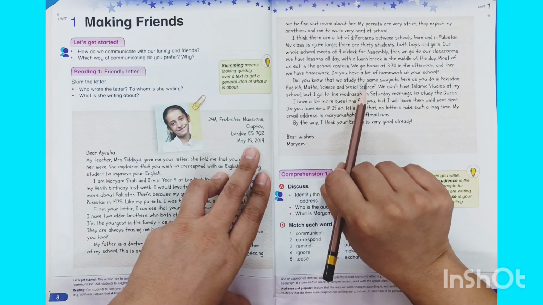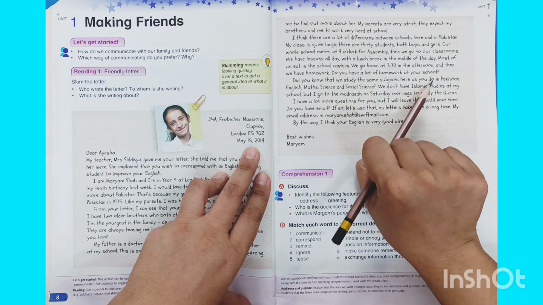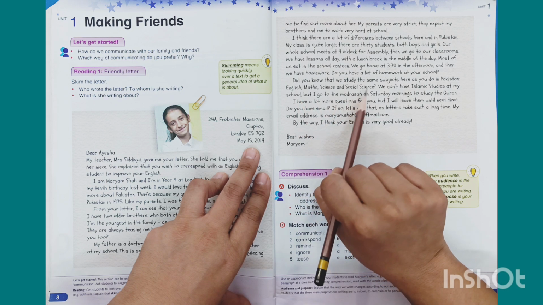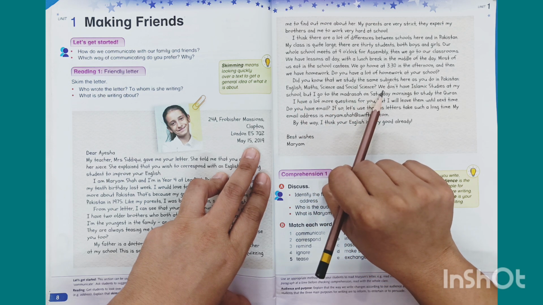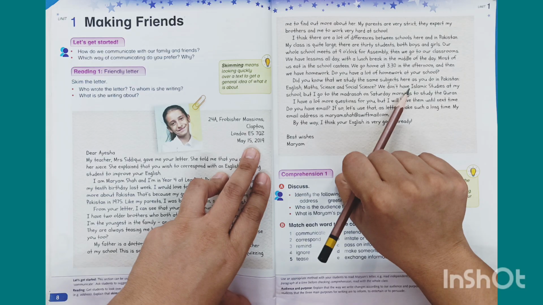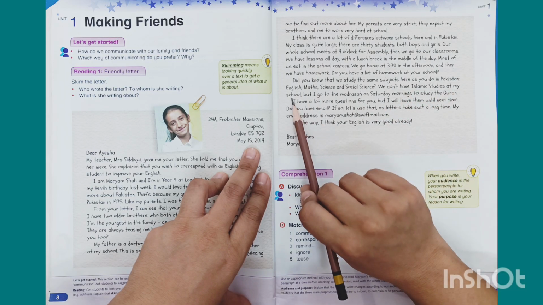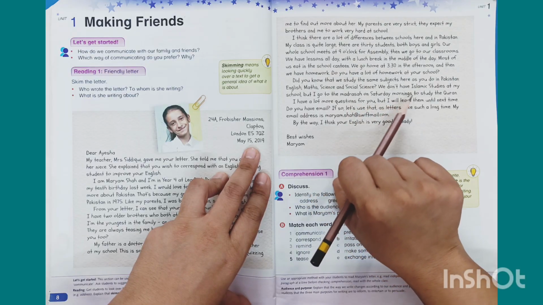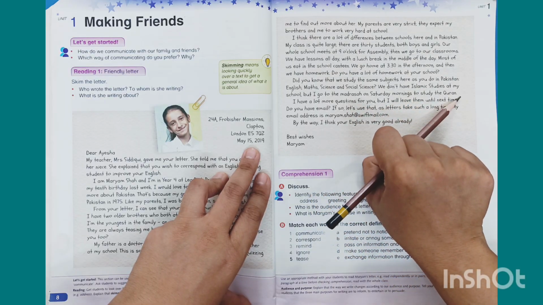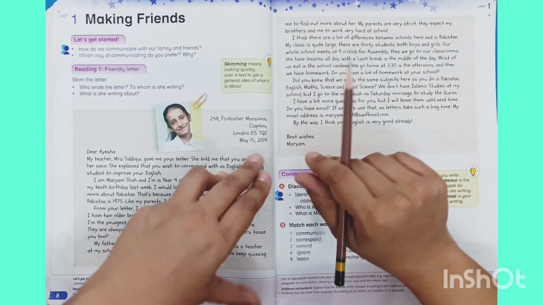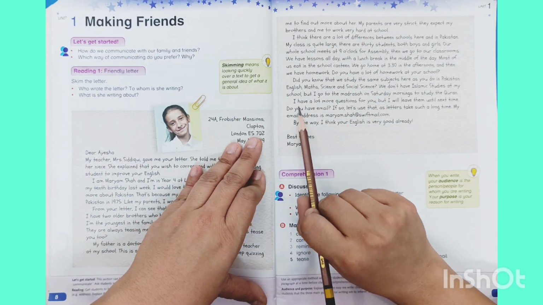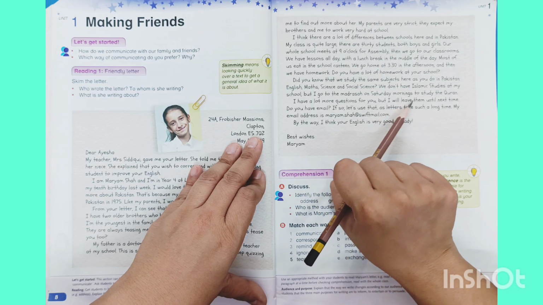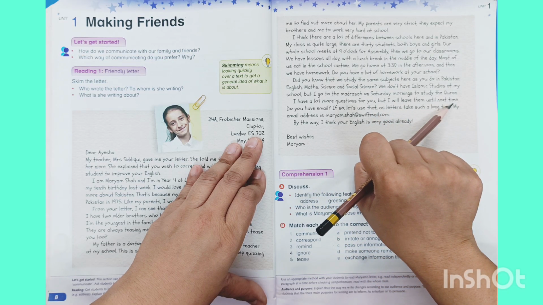Did you know that we study the same subjects here as you do in Pakistan? English, math, science, and social science. We don't have Islamic studies at my school, but I go to the madrasa on Saturday mornings to study the Quran, which is very important for Muslims. I have a lot more questions for you, but I will leave them until next time.